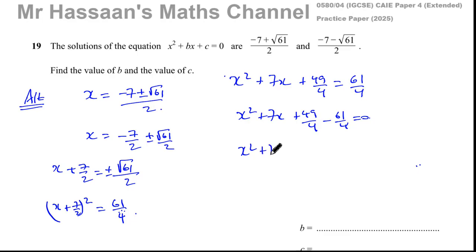So x squared plus 7x. 49 minus 61 is negative 12. So negative 12 over 4. So you're left with x squared plus 7x minus 3 equals 0. So we can see b is equal to 7 and c is equal to negative 3. So we got the same answer by working backwards from completing the square, right?